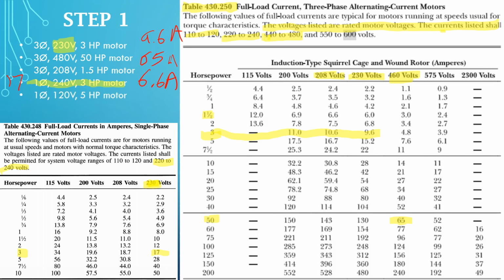I look at my next one, single phase, 120 volts. The 115 will work for 120. 5 horsepower. That's 56 amps.